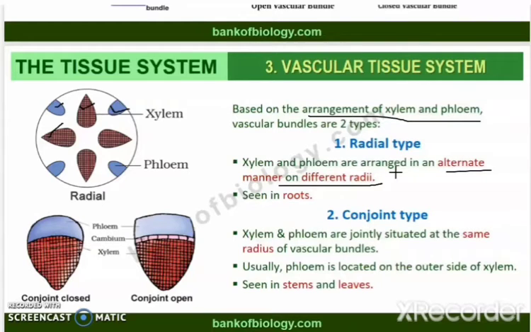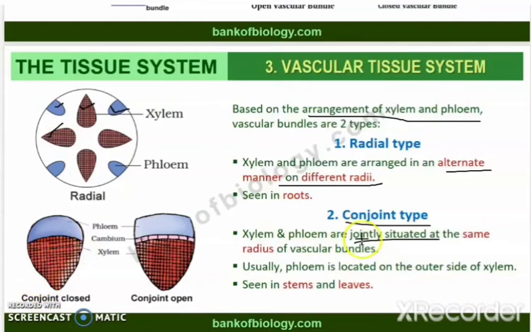And comes the next one, which is called the conjoint type. So in this conjoint type, the xylem and phloem are jointly situated. You can see it here. This is the conjoint type of vascular bundle. If you see it, it has an open type vascular bundle and a closed type vascular bundle. So cambium is present in the open type and cambium is absent in the closed type, right?